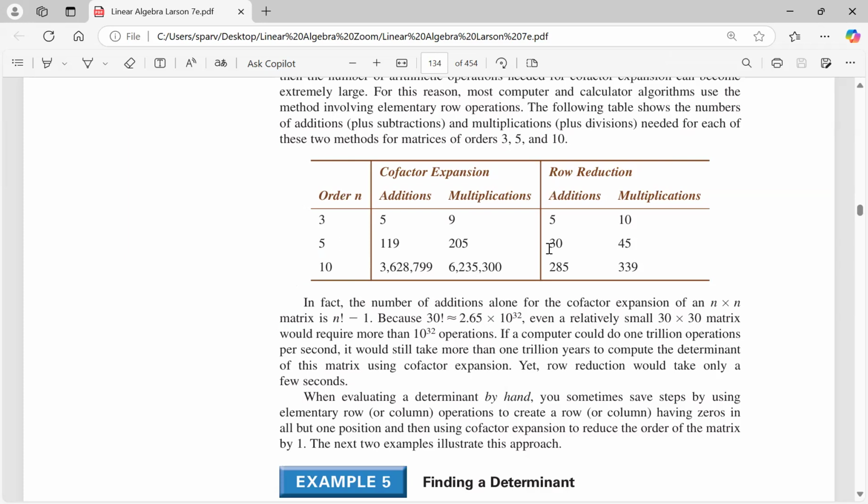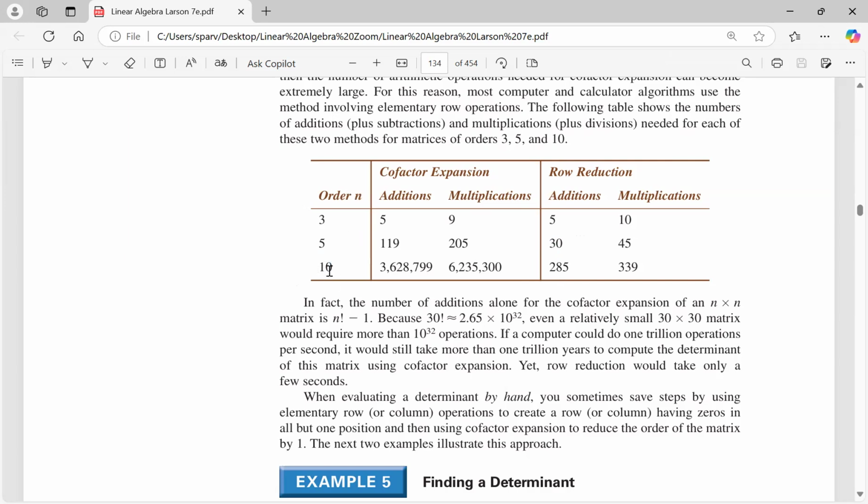And for the 5 by 5, if you do row reduction, and I'll show you how that's going to find the determinant, we haven't shown you that yet. But clearly, it's a lower cost, isn't it? 119 additions versus 30, that's a better, lower cost. 205 multiplications versus 45, not bad. And here's where the savings really mount. This is noticeable now, folks.